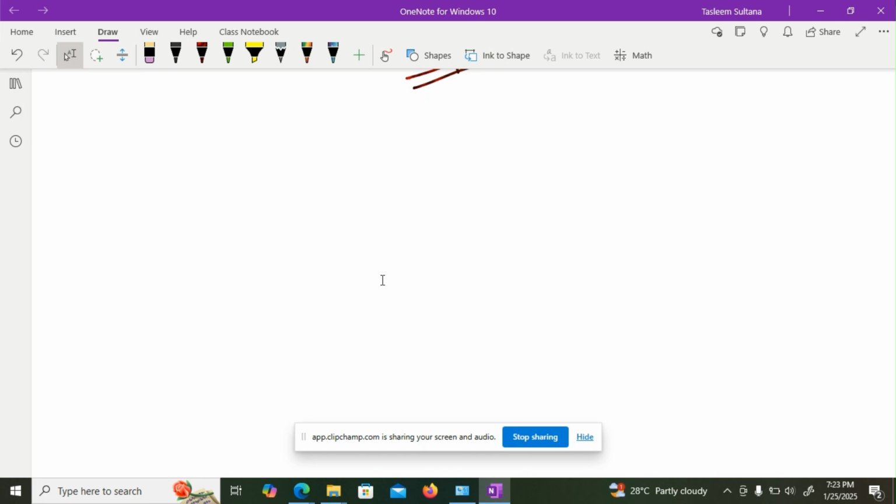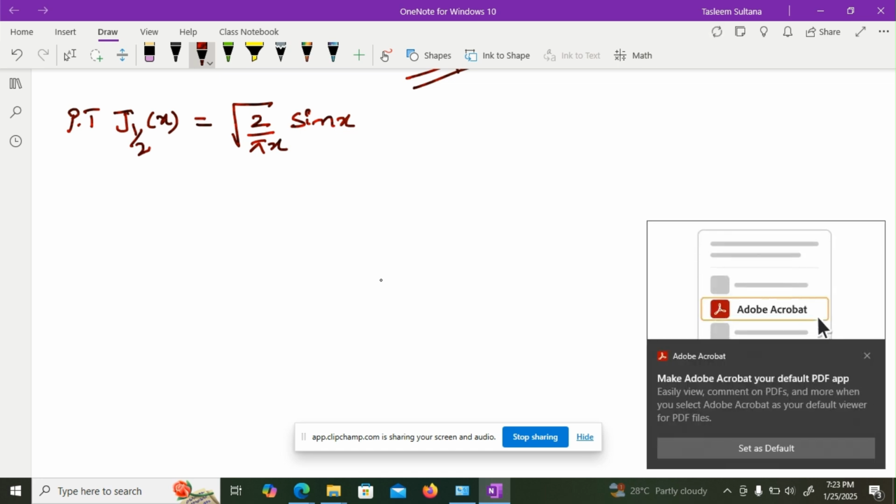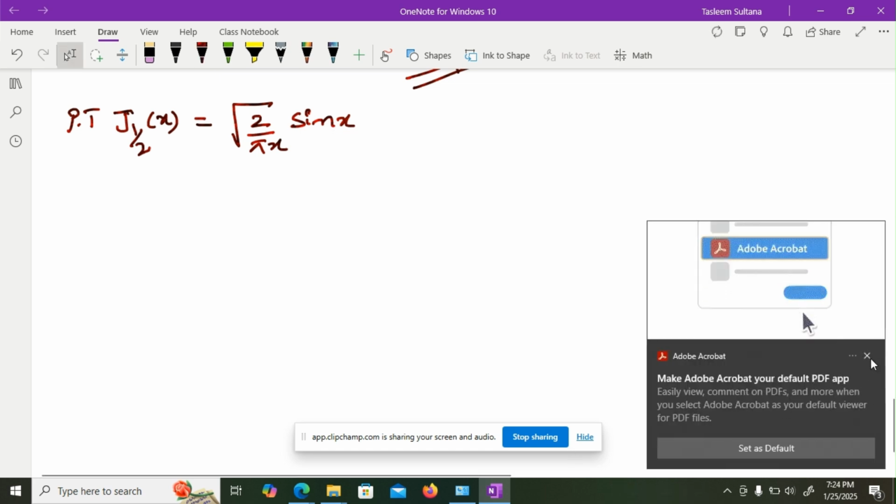Now in today's class we're going to prove that J of half of x is equal to under root of 2 by pi x into sin x. This also we are going to show by using the definition of Bessel function. The problem is going to be done in a similar way to what we did in the previous class.